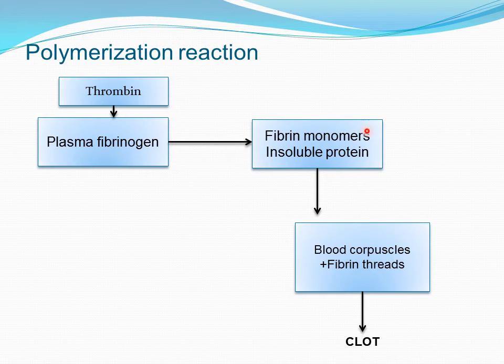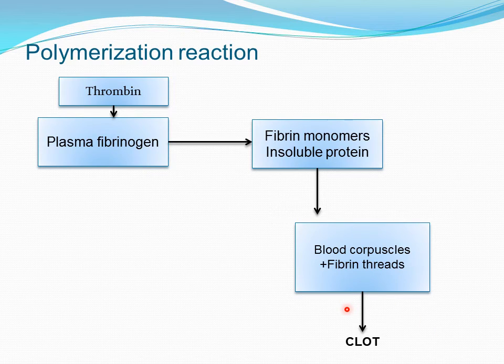Now this fibrin monomers polymerize to form long threads. So what are these long threads called? They are called fibrin threads. Now here what is happening? The fibrin monomers are polymerizing to form a long thread, and these fibrin threads are forming a meshwork or a network over the wound, and they trap all the blood corpuscles to form a clot. Now henceforth this blood clot is formed.